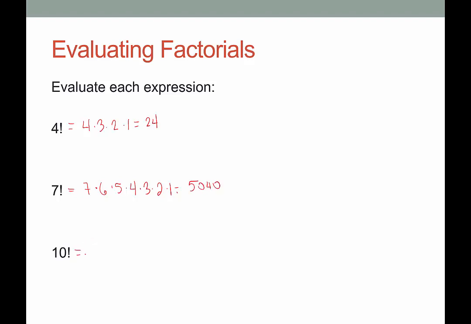And 10 factorial would be 10 times 9 times 8 times 7 times 6 times 5 times 4 times 3 times 2 times 1, which would be 3,628,800. So this is how we can evaluate factorials without a calculator. In your calculator, you might be able to find it, but I'm not going to tell you where in case your teacher doesn't want you to know.